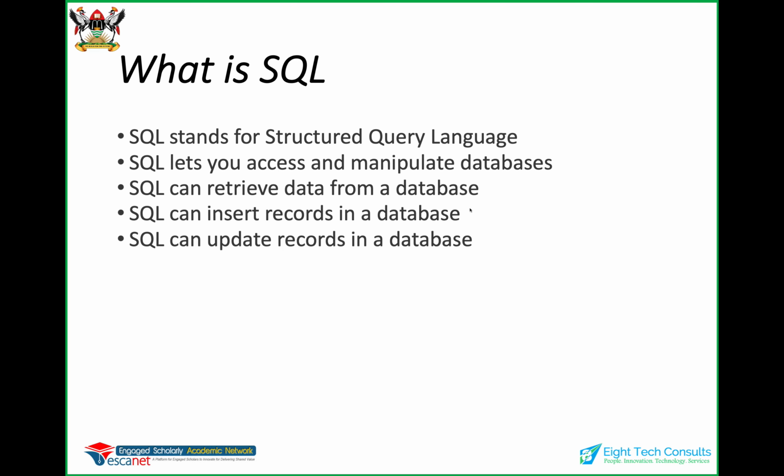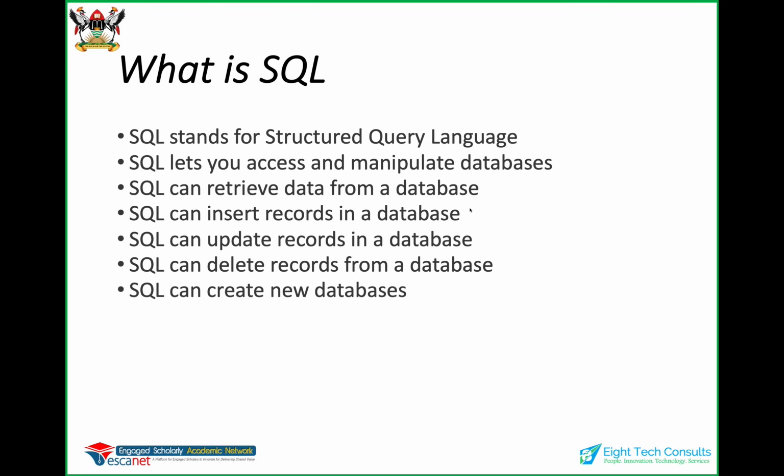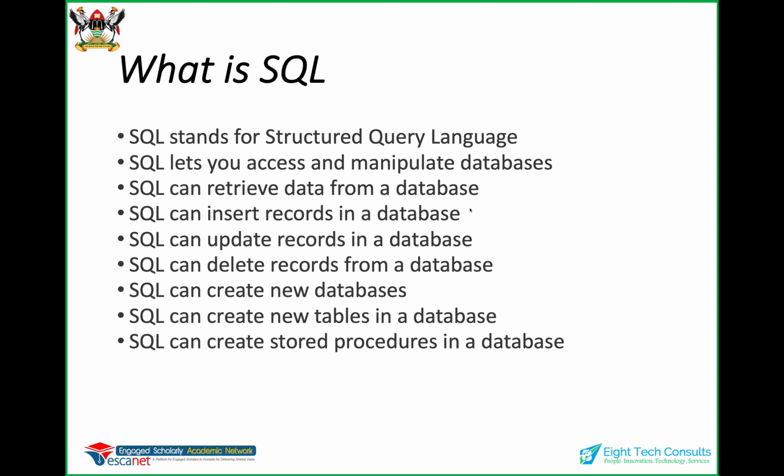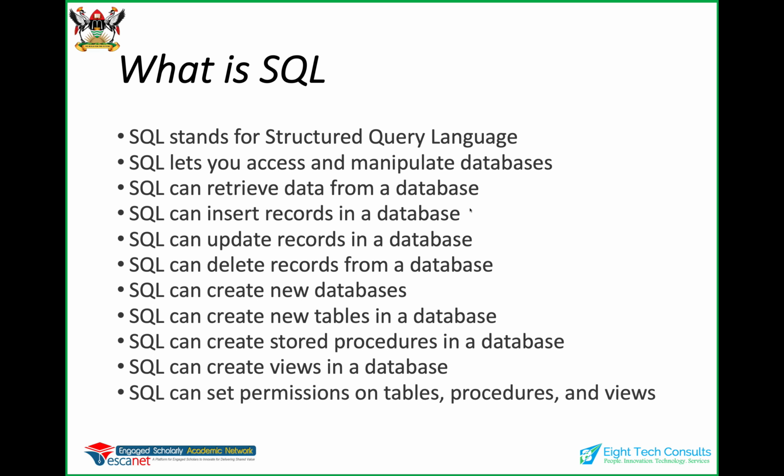SQL can update records in the database. SQL can delete records. It can create new databases. SQL can create new tables in a database. SQL can create stored procedures, and it can also create views in the database. So all these are features, or possibilities, that SQL can do to a database. We should say that SQL can do almost everything to any data in the database that it is connected to. In simple terms, SQL is a language that we use to talk with the database.